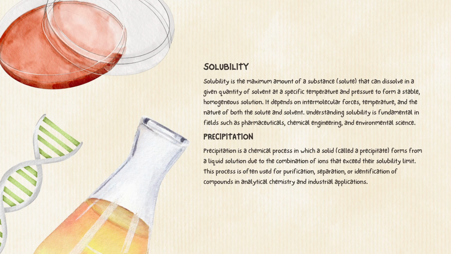Precipitation. Precipitation is a chemical process in which a solid forms from a liquid solution due to the combination of ions that exceed their solubility limit. This process is often used for purification, separation, or identification of compounds in analytical chemistry and industrial applications.